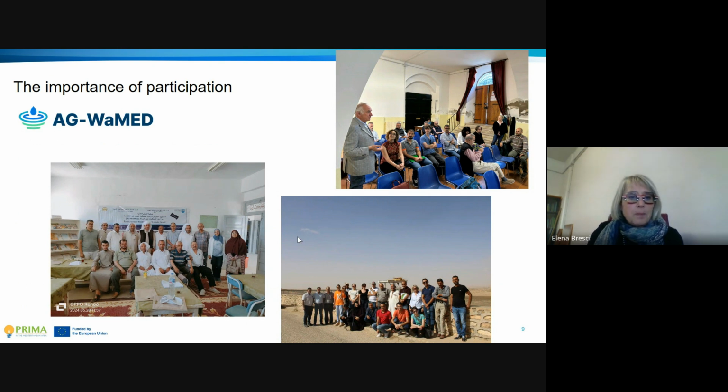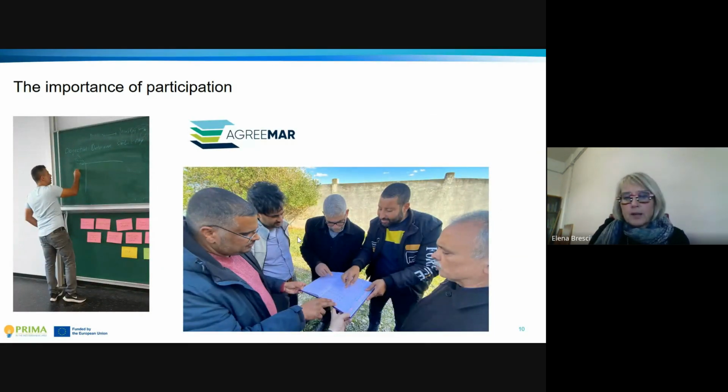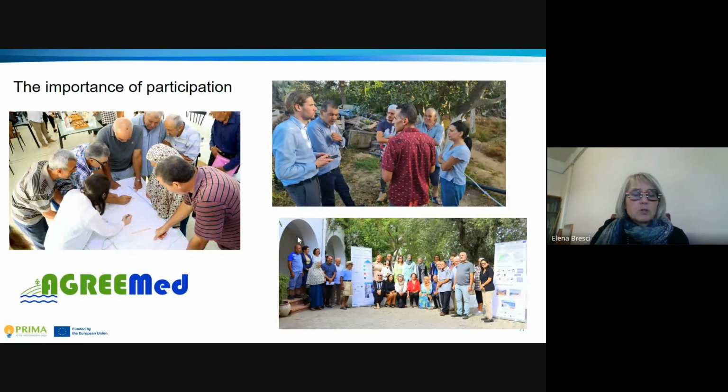Here are some examples of meetings that were held in the different projects, where, as I said, stakeholders coming from different fields, for example the public and private sector, public institutions, research centers, or farmers, were present and we were discussing. Here are also some other examples from AGREEMAR, and here examples from AGREEMED. So we see the importance of being all together in one place to outline the problems and the possible solutions identified through the participatory approach, and in particular through a bottom-up method.